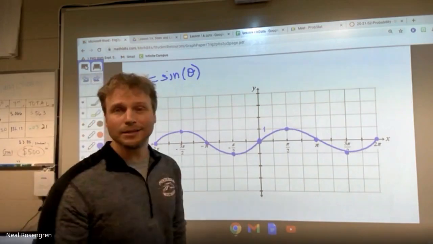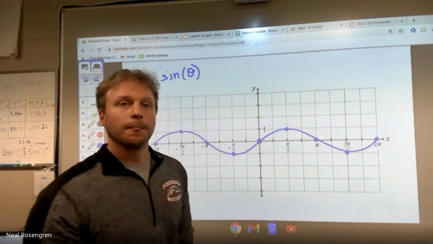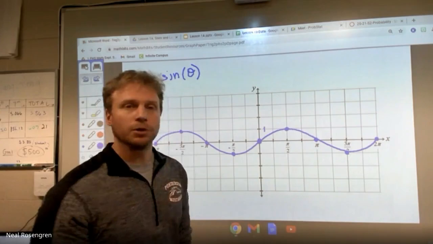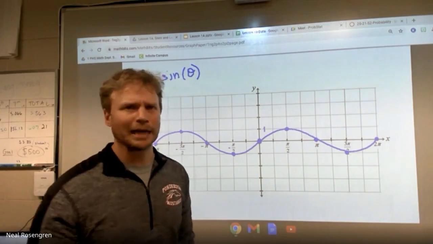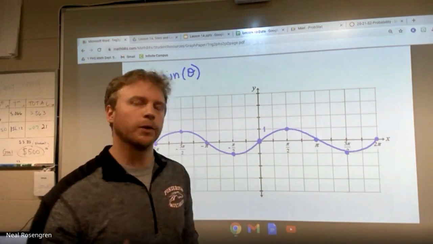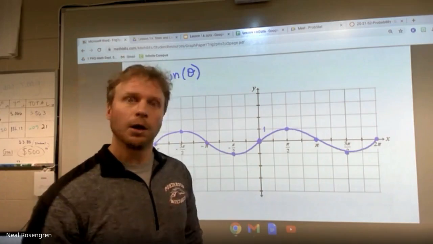Okay, and yes, these go on forever, so we know that the arrows are there. I'm going to save us some trouble and some messiness. We're not going to use the arrows. We are good. We know they go on forever.